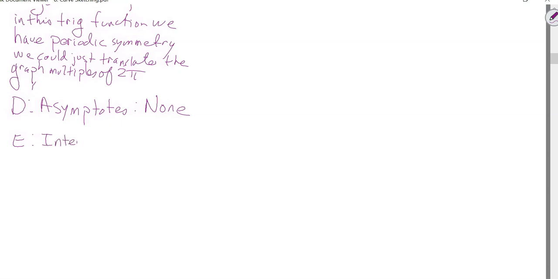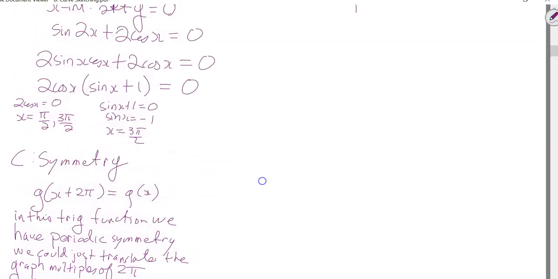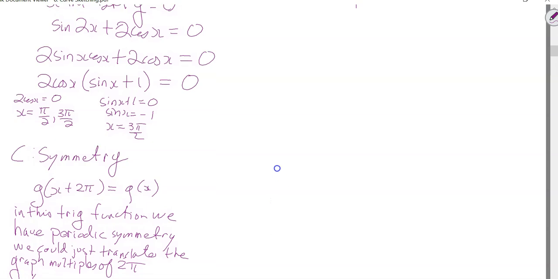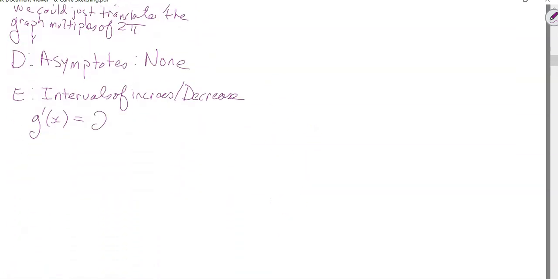Intervals of increase and decrease. So, what do we need first? The first derivative. What was the function? Sine 2x, so that's going to be 2 cos 2x, right? And then 2 cos x, so minus 2 sine x.